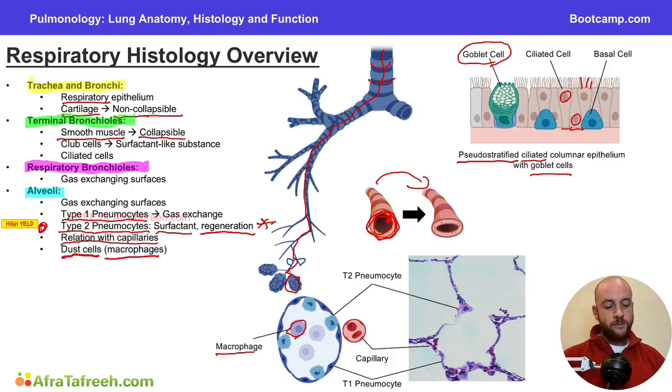And so there's a classic boards question: an individual inhales a medium to large particle and it gets lodged in the terminal bronchioles. What is responsible for clearing that particle? Well, the answer is going to be ciliated cells, or mucociliary clearance. It's not going to be macrophages because macrophages are located deeper down in the respiratory system, in the alveolar ducts and in the alveoli.